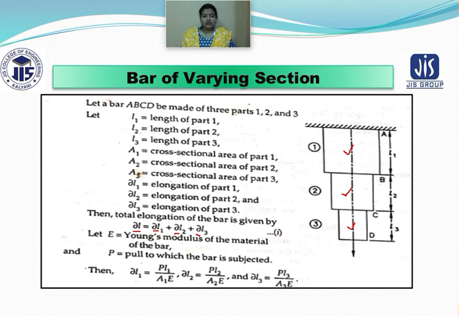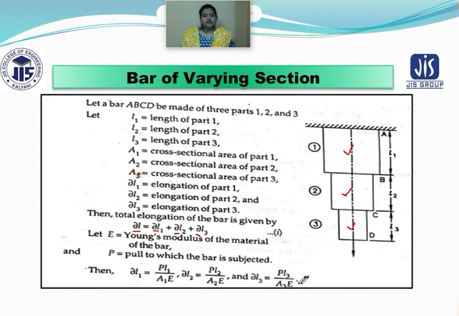So del L1, in that particular case, will be P into L1 by A into E1. In fact, the area is also different. So P into L1 by A into E1. If you are calculating the second elongation of the bar, that is P into L2 by A into E2. Again, for del L3 you are getting P into L3 by A into E3.